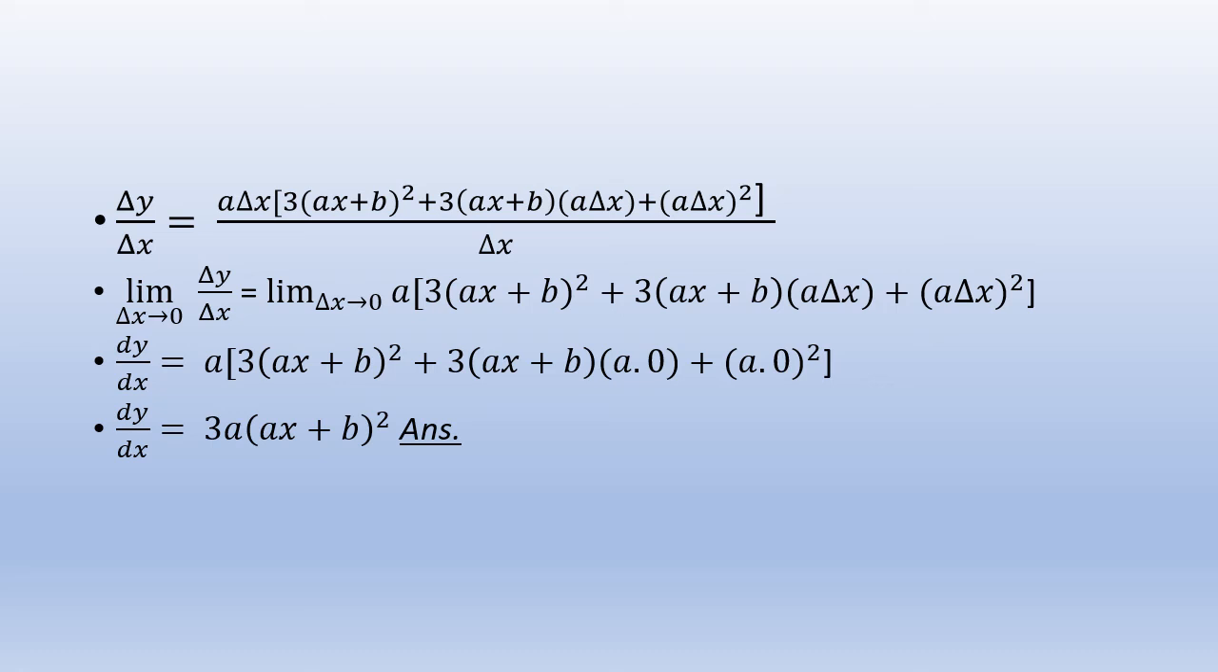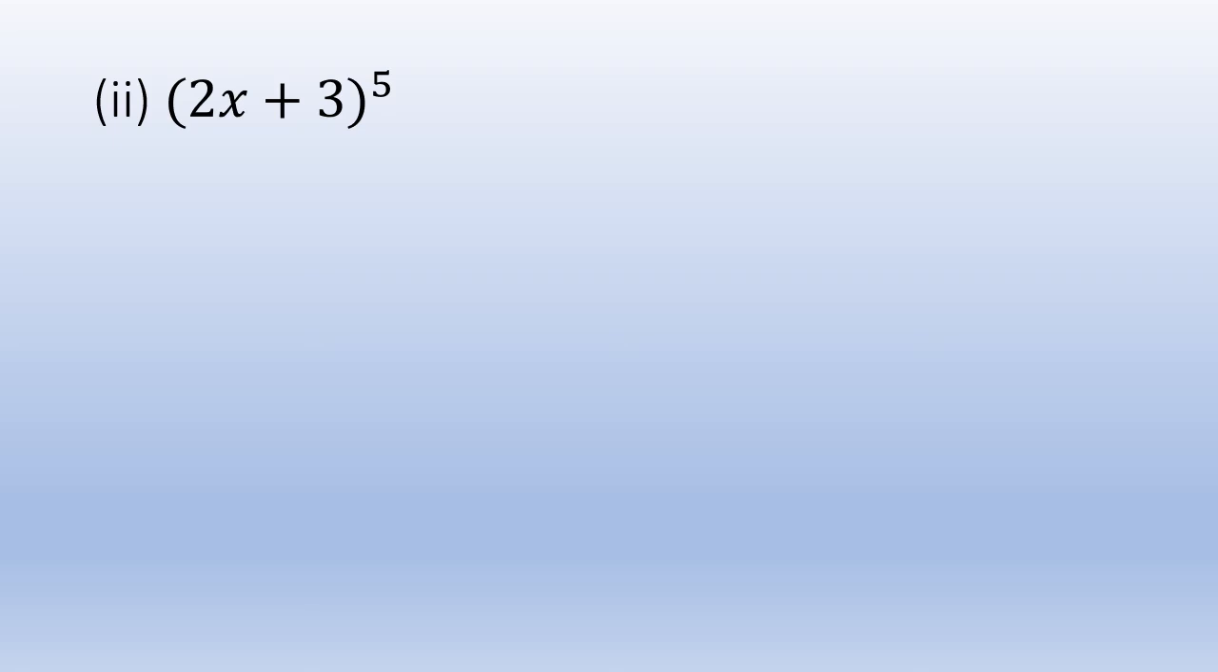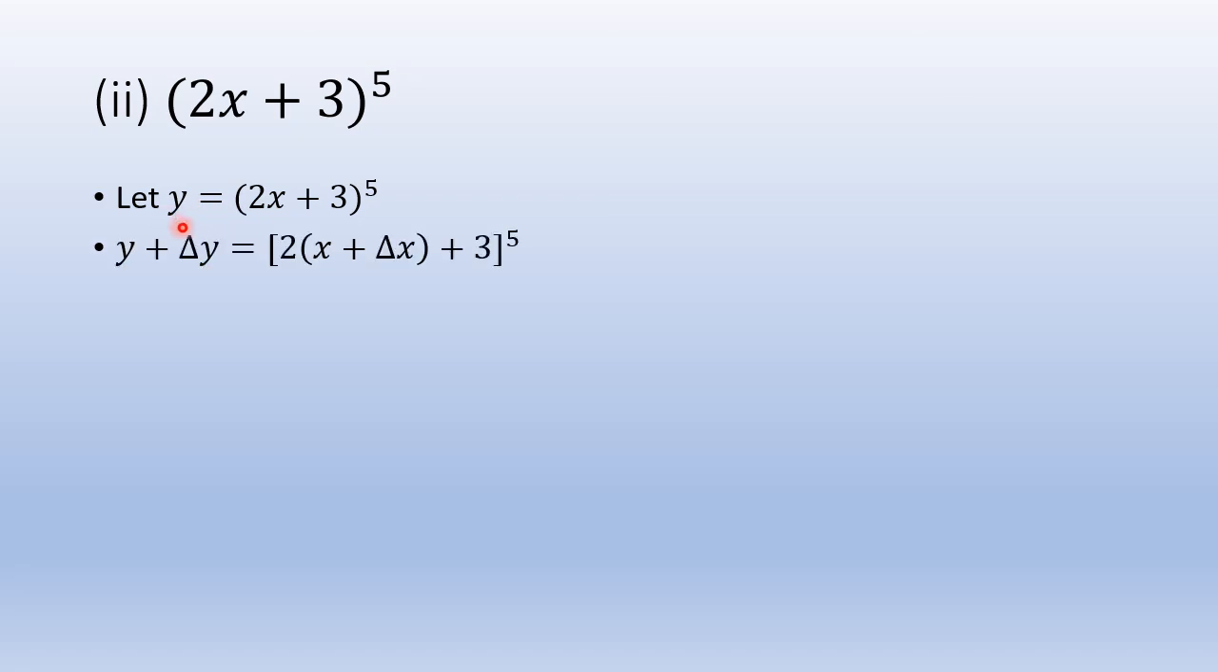Let's get to question number 1 part 2. Here it is. 2x plus 3 to power 5. Let's start the solution. Let y equals to 2x plus 3 to power 5. Replace x by x plus del x, y by y plus del y. Open this bracket, rearrange these, bring this y towards this side. Here it is. Put the value of y equals to 2x plus 3 to power 5 and rearrange it to get 2x plus 3 here.